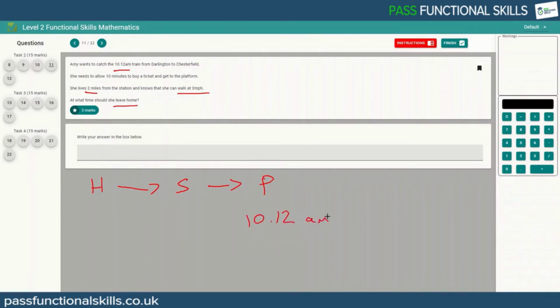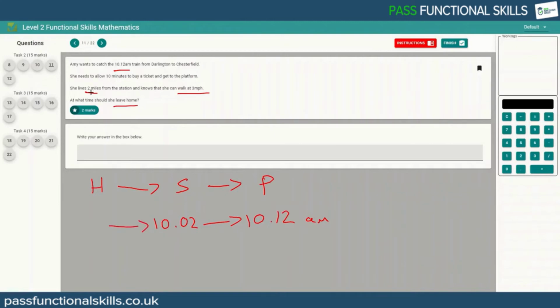Then we also know she needs to allow at least 10 minutes to buy a ticket and get across the station to the correct platform. So working backwards, we know she has to arrive at the station by 2 minutes past 10. That's simply subtracting 10 from this time here.